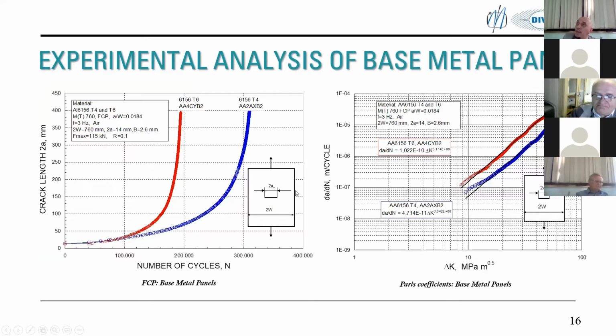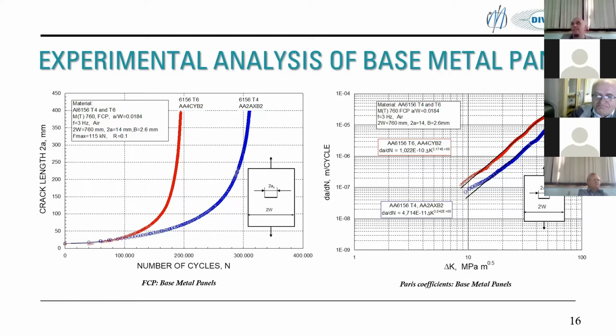You can see here a base plate, 2 tension forces, and then they estimated the number of cycles for 2 alloys, 61566 and 61564. In this presentation, I'll show you results of simulation that we got for this 61566, because for this alloy we had more data than for the other. And you can see here Paris coefficients estimated on the right hand side. We call this base metal panels.